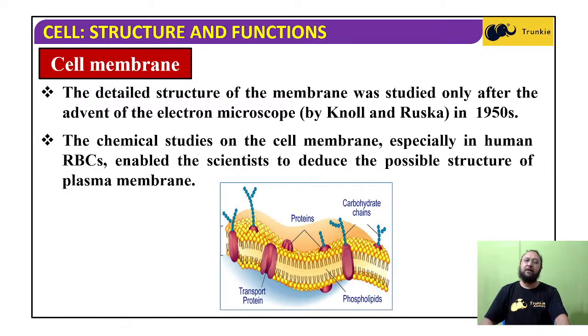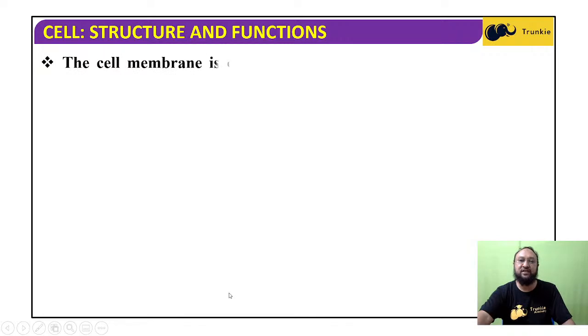Plasma membrane is a bilayer structure made up of lipids and proteins. There are some channels and porins, and there are carbohydrate chains attached on the surface proteins, which play an important role in its identity. We'll study that later on.